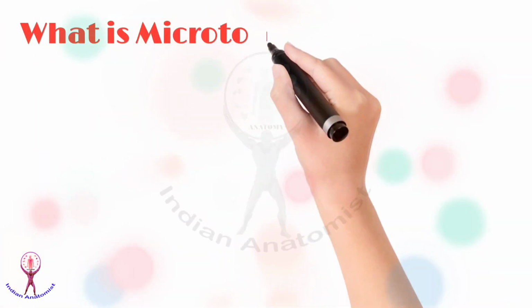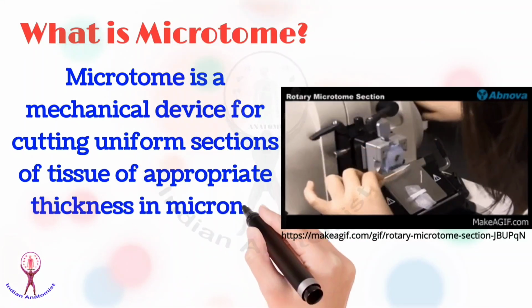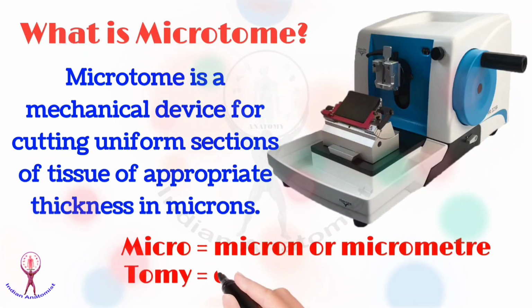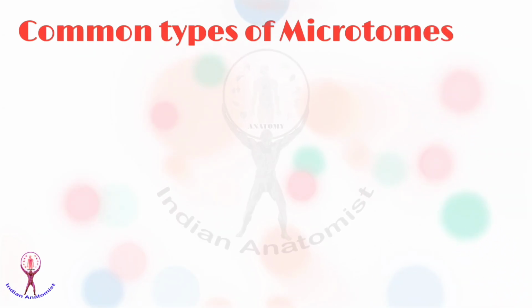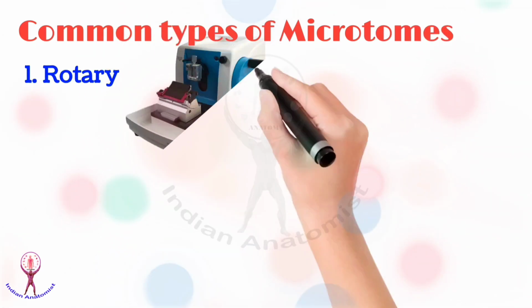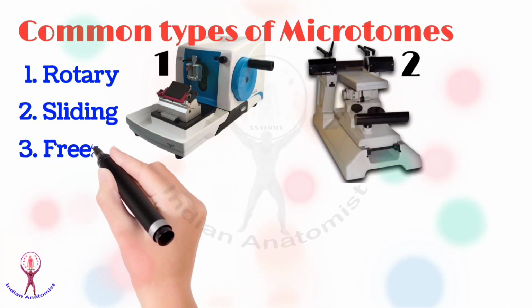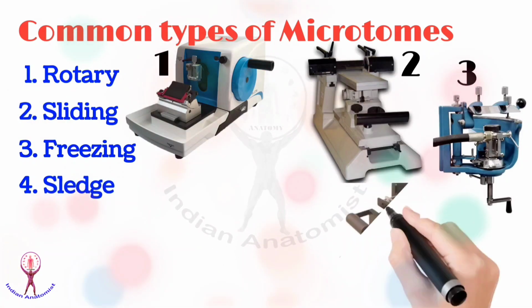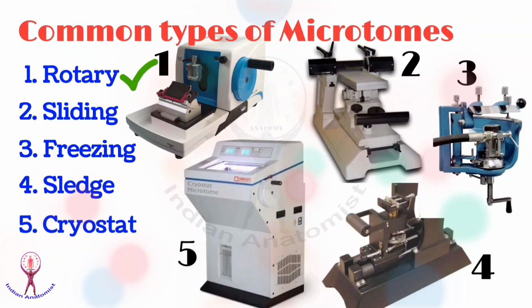What is a microtome? A microtome is a mechanical device for cutting uniform sections of tissue of appropriate thickness in microns. Micro means micron or micrometer and tomi means cut. Common types of microtomes available in tissue processing are: 1. Rotary microtome, 2. Sliding microtome, 3. Freezing microtome, 4. Sledge microtome and 5. Cryostat or refrigerated microtome. Commonly used microtome in histopathology lab is the rotary microtome.